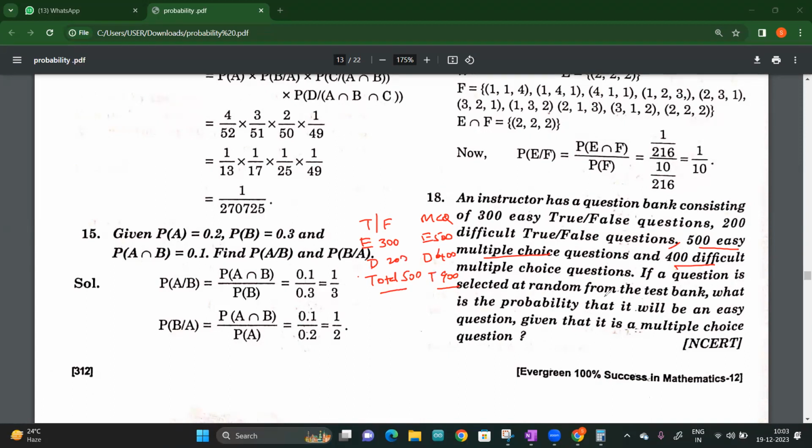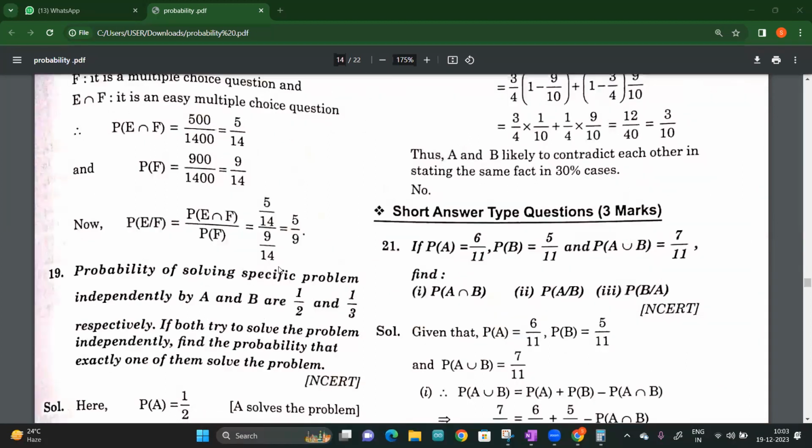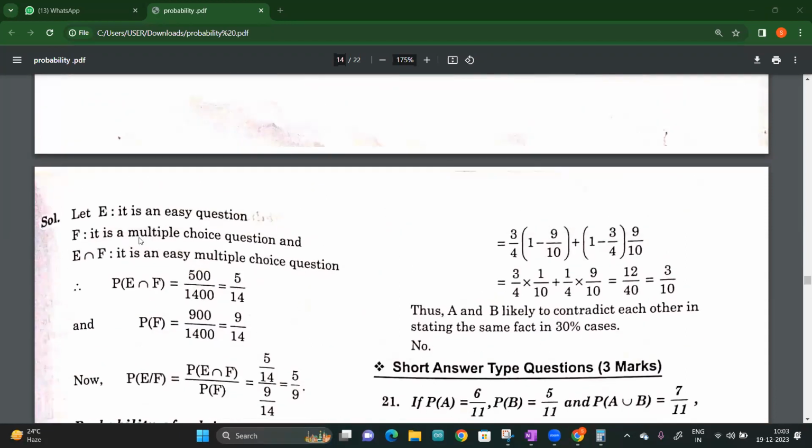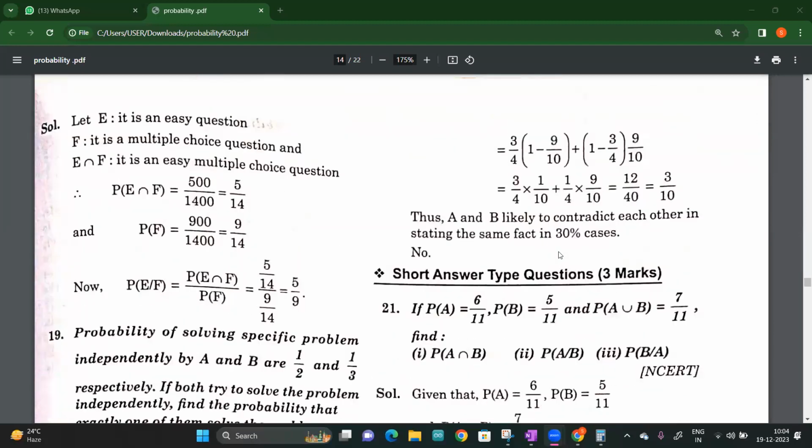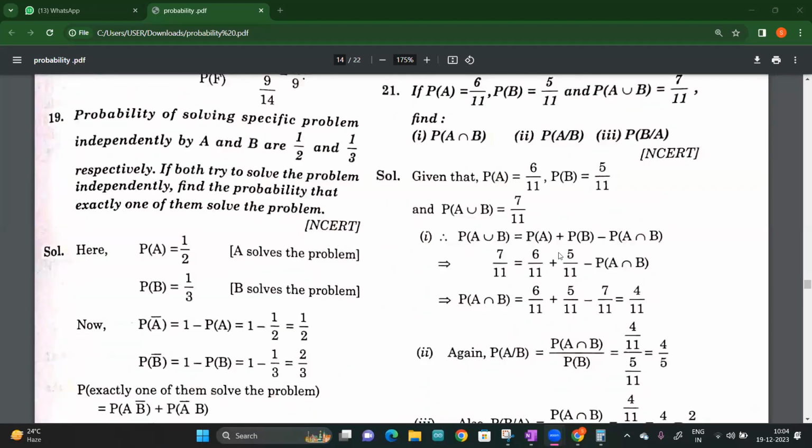Understood? So the answer is 5 by 9. Copy it. Understood? So E means easy questions, F means multiple choice questions. We have to select easy multiple choice. Okay, done. Next, 19th question.